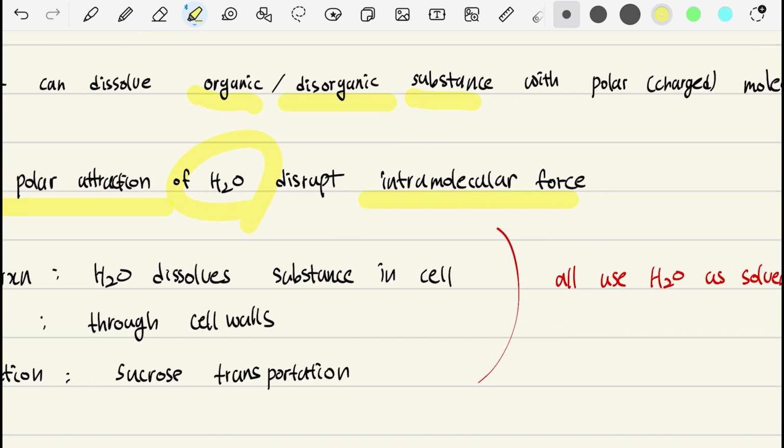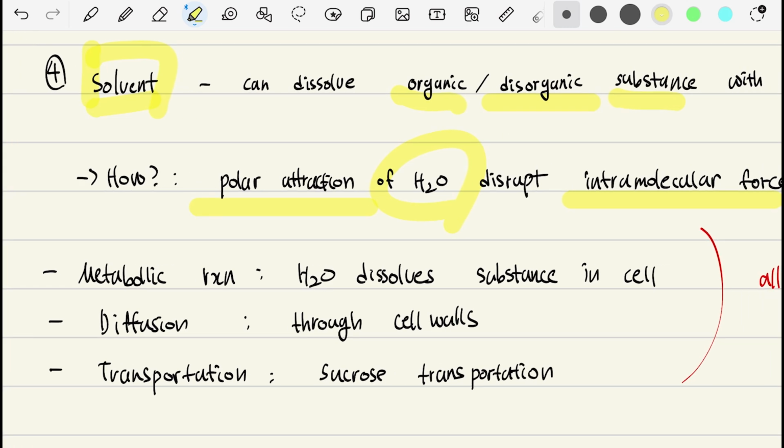Well, the three main things that use water as a solvent are the metabolic reactions inside our body, where H2O dissolves substances inside the cell. The second one would be diffusion, when substances go through the cell walls but are still inside the water. And transportation would be the third one, and it's usually talking about sucrose transportation.